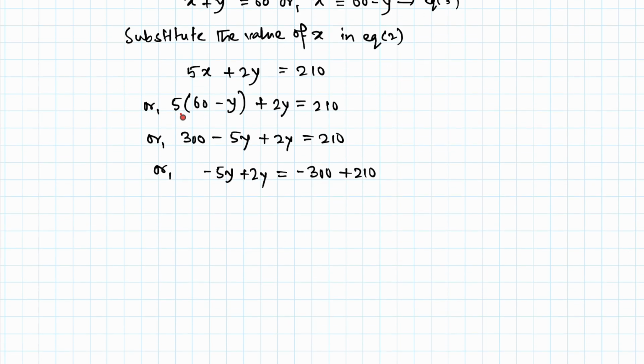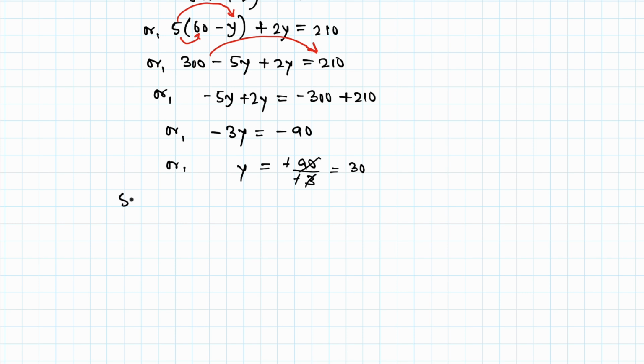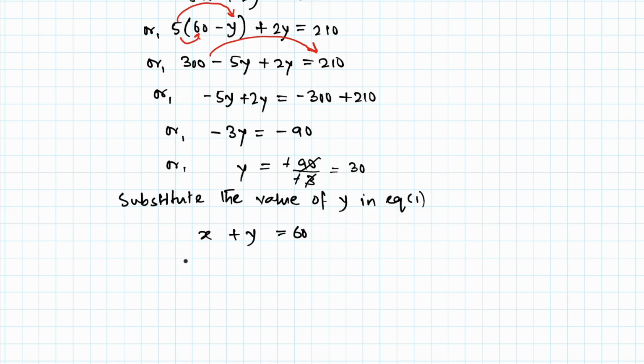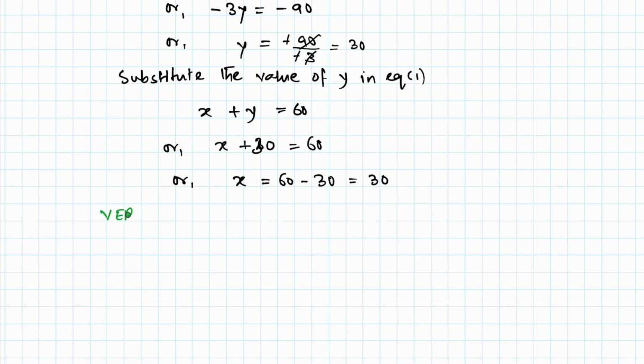Now here we are using the distributive method, and 300 is moved from the left hand side to the right hand side. So we have minus 3y equal to minus 90. So y becomes equal to 30 after simplification. Now substitute the value of y in equation 1. So x plus y equal to 60, so x plus 30 equal to 60, and x is equal to 60 minus 30, which is also giving us the value 30.